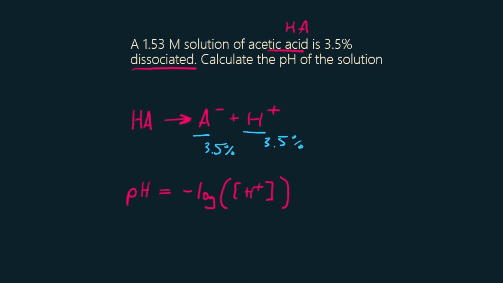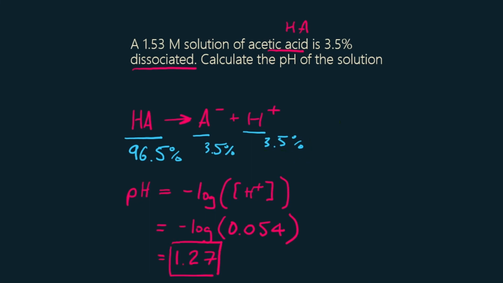So when we find the H+ concentration, we can plug it into the pH equation. First, let's rewrite the 3.5% as a decimal and multiply by the molarity of the acid we originally had to get us this value. And finally, we'll plug that into the pH equation and we get our answer.